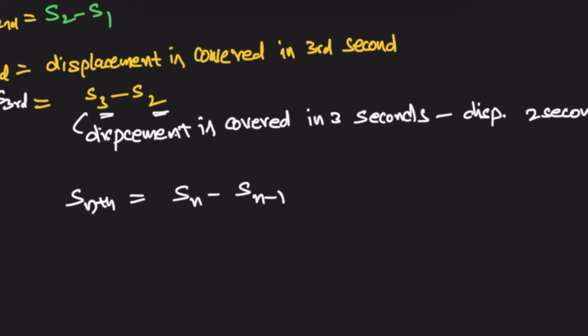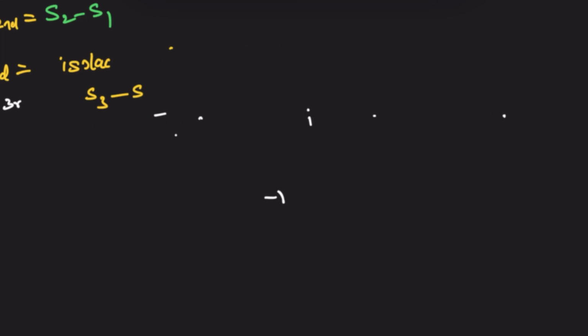So Sn means displacement covered in n seconds, and Sn minus 1 means displacement covered in n minus 1 seconds. So this is displacement covered in n seconds, and this is displacement covered in n minus 1 seconds. I want to calculate displacement covered in nth second. So Snth means Sn minus Sn minus 1.